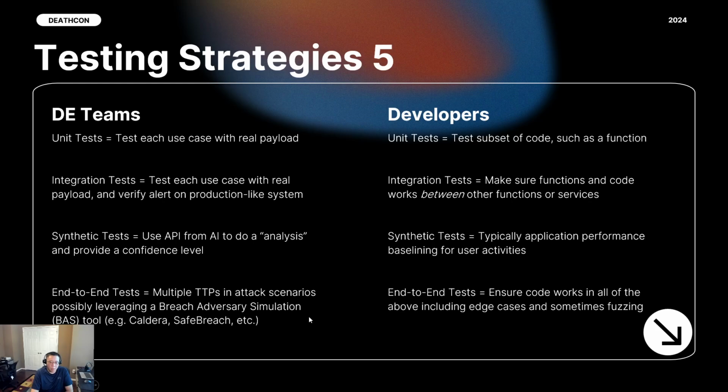Finally, the thing that we also did not cover inside this particular workshop, but I want to make sure that we call it out anyways, is the idea of end-to-end testing. In our world, that might be a combination of all of these up here, or actually utilizing coupling of multiple TTPs in complete attack scenarios. So think of BAS tooling such as Caldera, Safe Breach, and anything else that you may use. But consider the fact that end-to-end testing is the most expensive portion of all these and combines usually all three of these together in the same pipeline. End-to-end tests inside developers ensure code works for all of this, including edge cases and sometimes including dynamic fuzzing. So keep that in mind as we go forward.